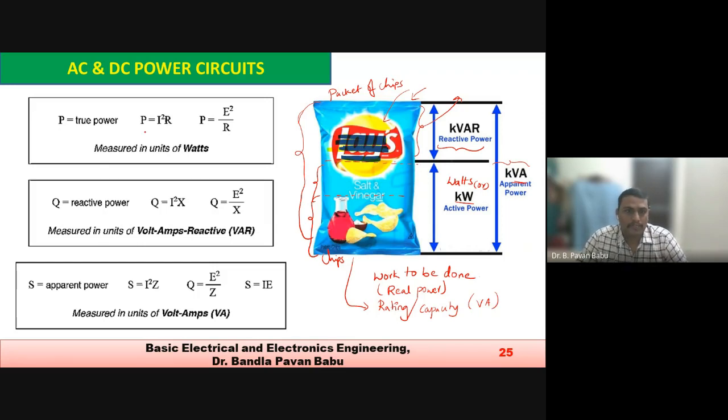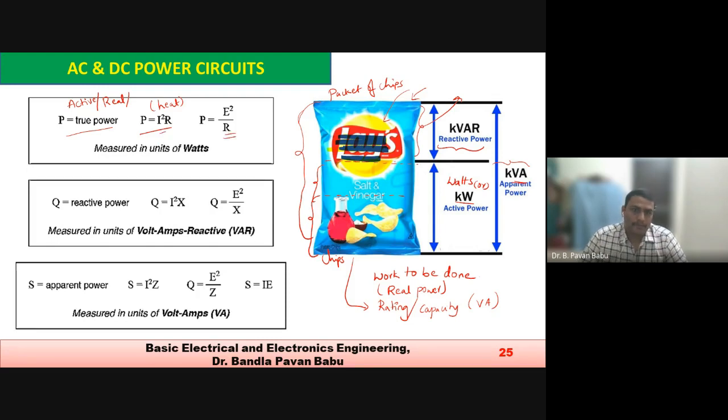I have already written these equations. P, which is also called true power, active power, or real power. Many terms are used to determine this real power. It is I square R, which is in the form of heat, if the circuit element is purely resistive.